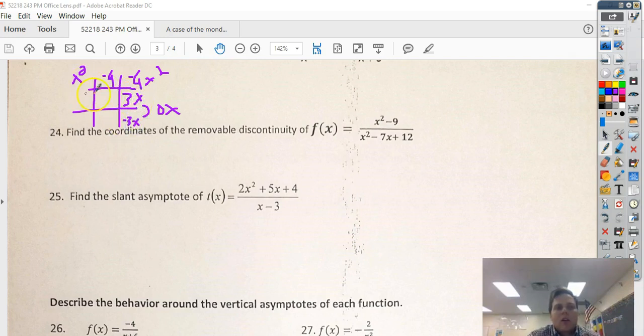And then x squared and 3x, what do they have in common? X. X squared and negative 3x, what do they have in common? X. X times what is 3x? 3. X times what is negative 3x? Negative 3. So this gives me x plus 3, x minus 3. Okay. Now I need to go factor this denominator. Like I said, we factor until we die.